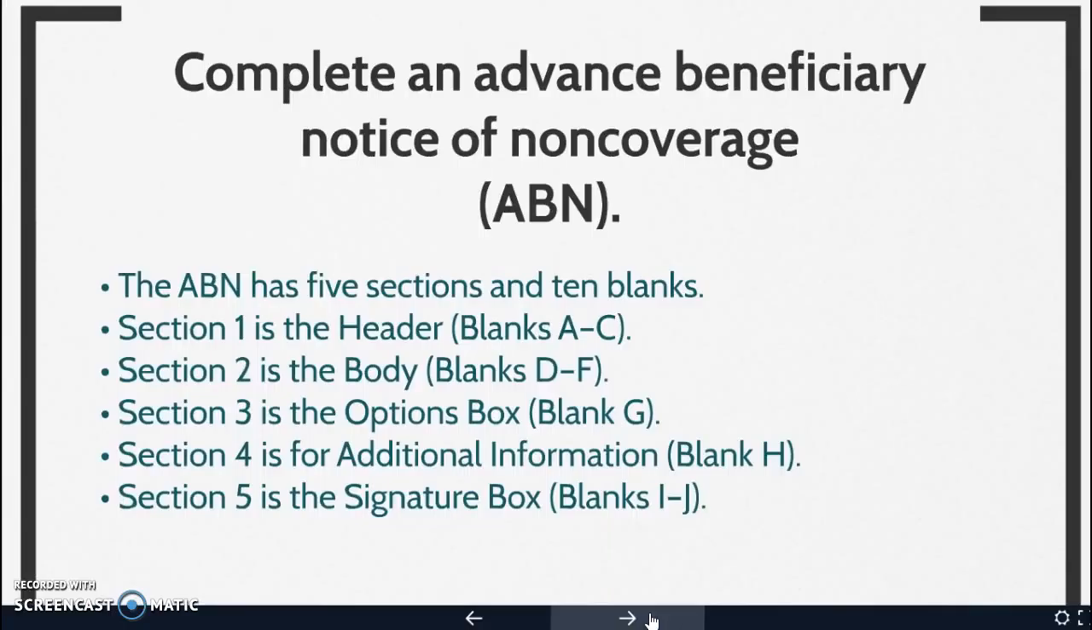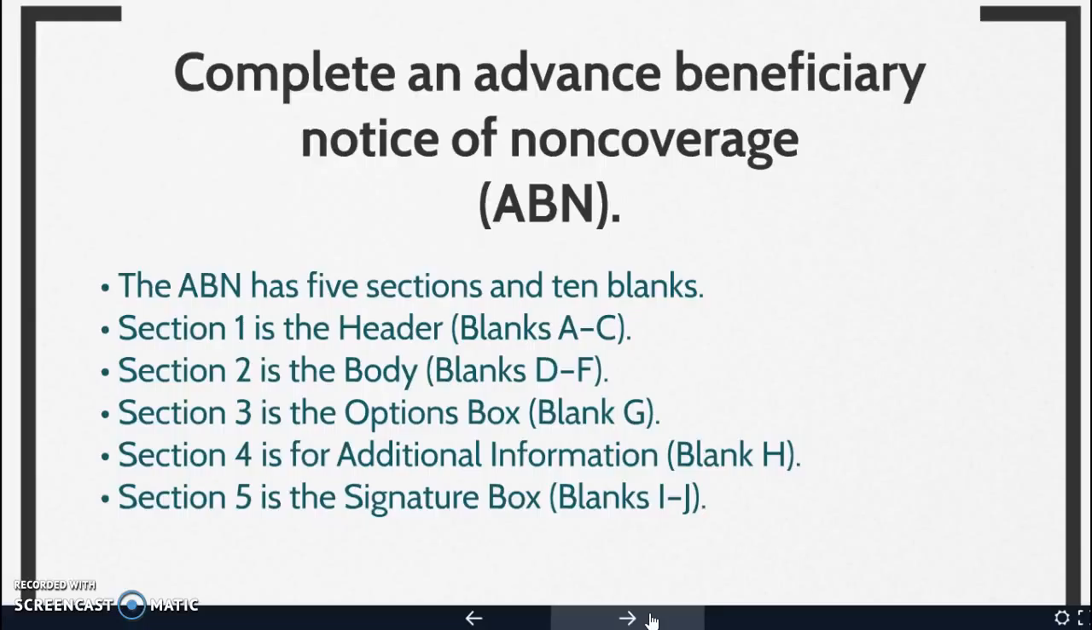Okay, so to complete an Advance Beneficiary Notice of Non-coverage, those are ABNs. You'll see ABNs quite often when you work in a facility that accepts Medicare patients. The ABN has 5 sections and 10 blanks. Blanks A through C are the header. This section has to be completed by the provider before the form is given to the patient. Then you have section 2.